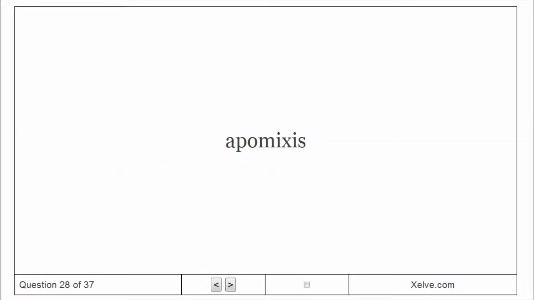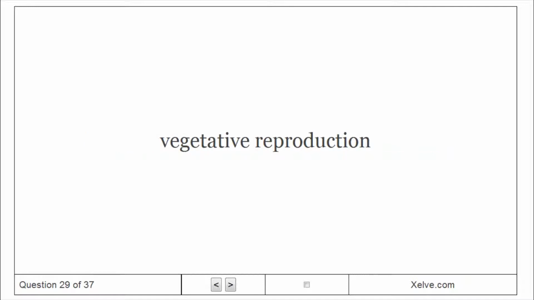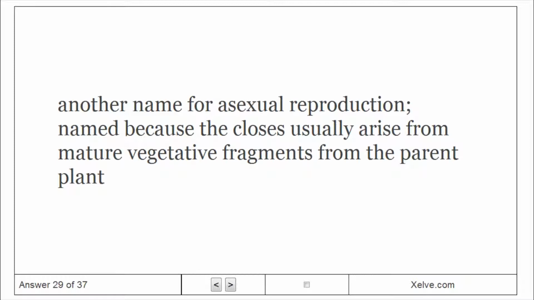Apomixis. The name for asexual production of seeds. Vegetative reproduction. Another name for asexual reproduction, named because the clones usually arise from mature vegetative fragments from the parent plant.